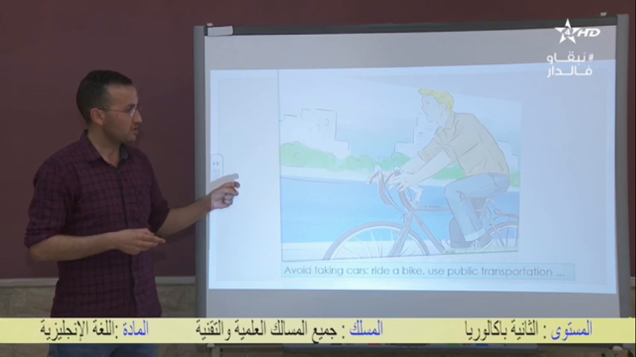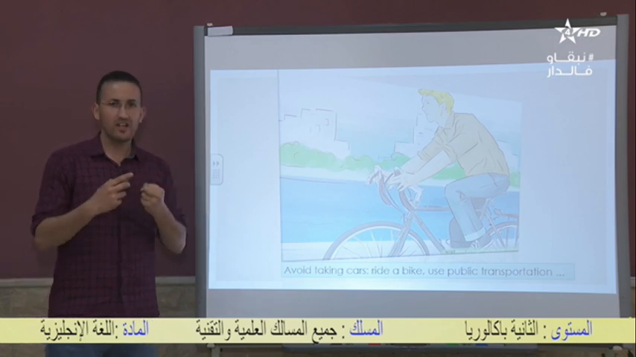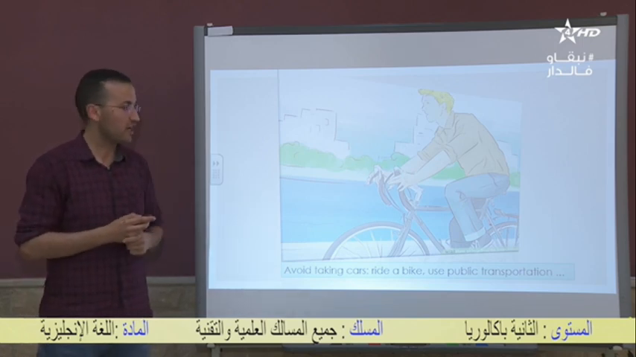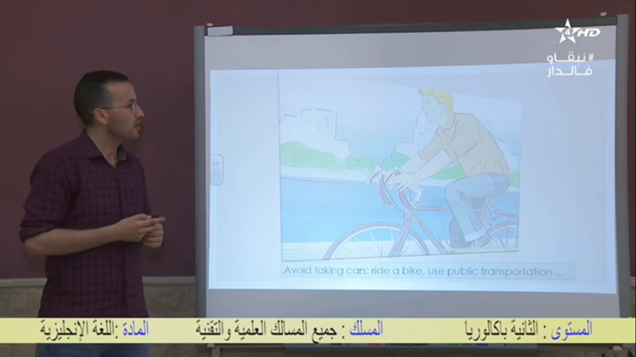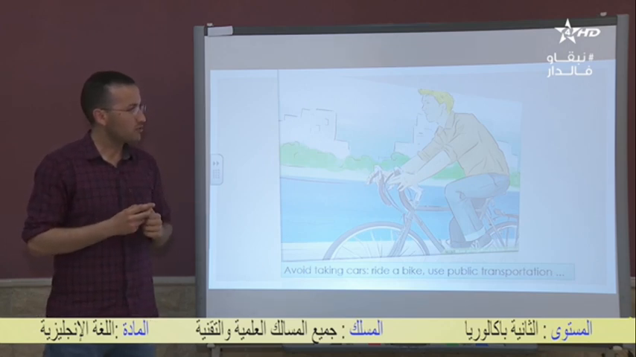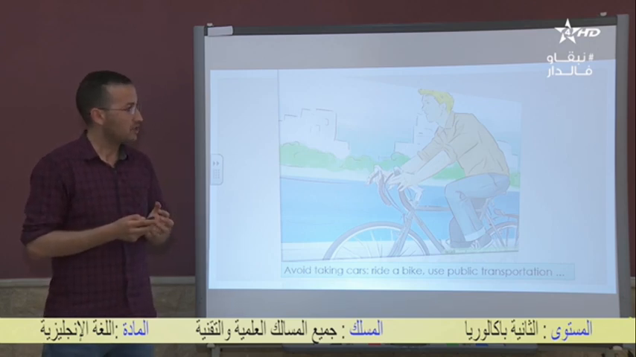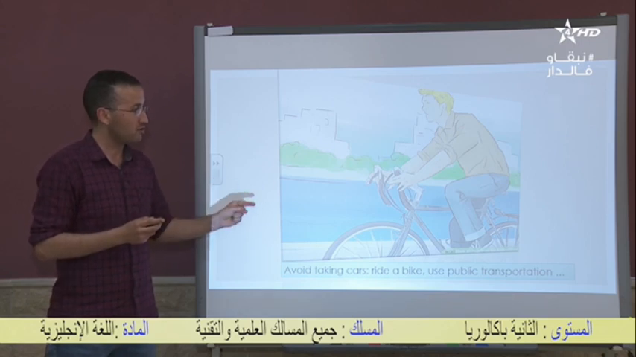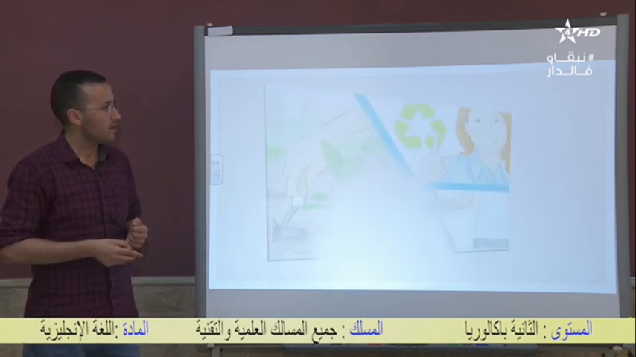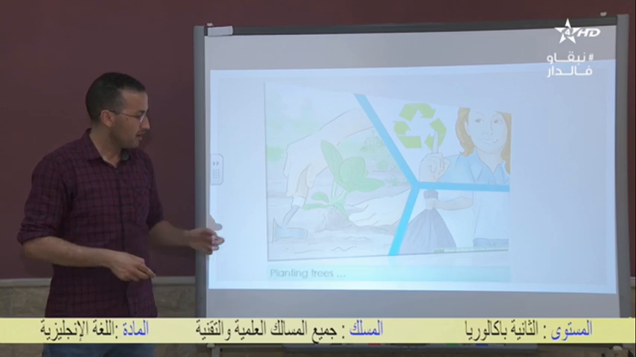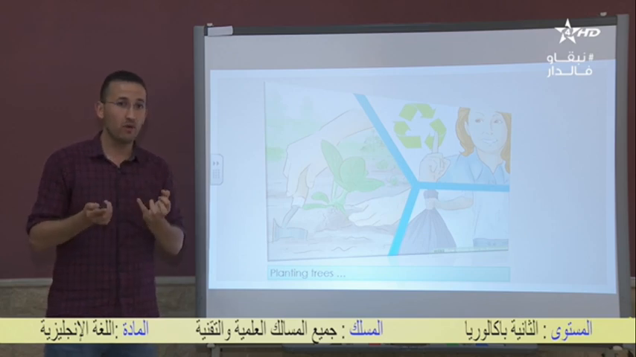Next idea is this. As you can see, we have a man riding a bike. So the idea here is avoid taking cars, okay? Ride a bike or use public transportation. Why? It's simply because we want to make the air quality of our cities better, okay? And we can do this if we use, for example, bikes. The next idea here is this. Planting trees. We should plant trees. We should create more green spaces.